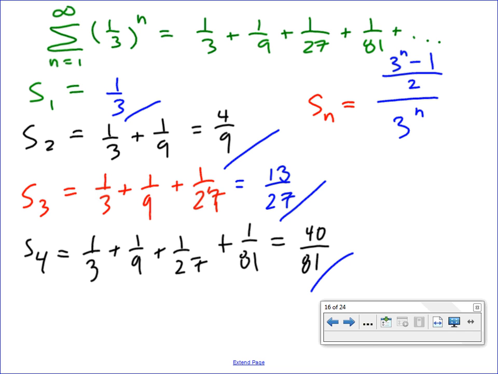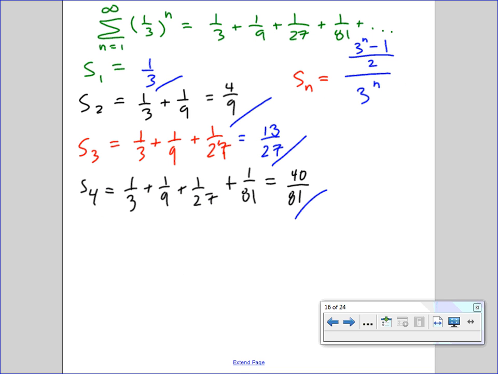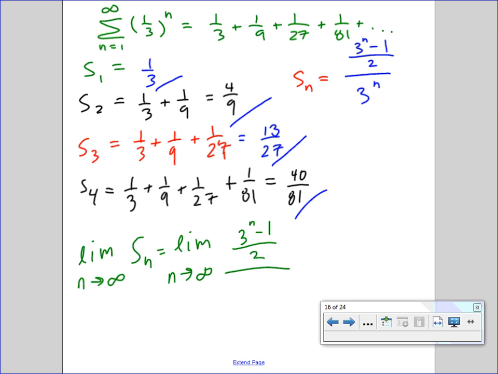Yes? Awesome. Good job. So who cares? Because now if the limit of the partial sums converges, then we know the series converges to that value. Let's do one more and then we'll get our rule. Consider the limit as n goes to infinity of S of n. It is given by the limit as n goes to infinity of our nth partial sum rule, 3 to the n minus 1, halved, all over 3 to the n.